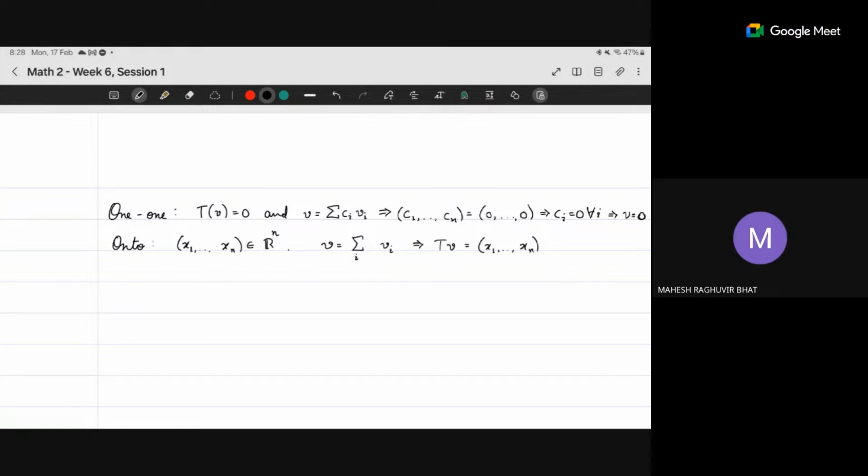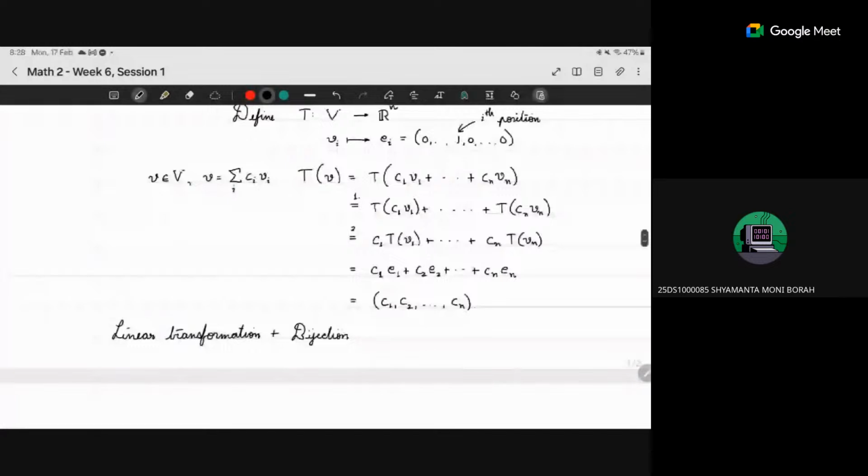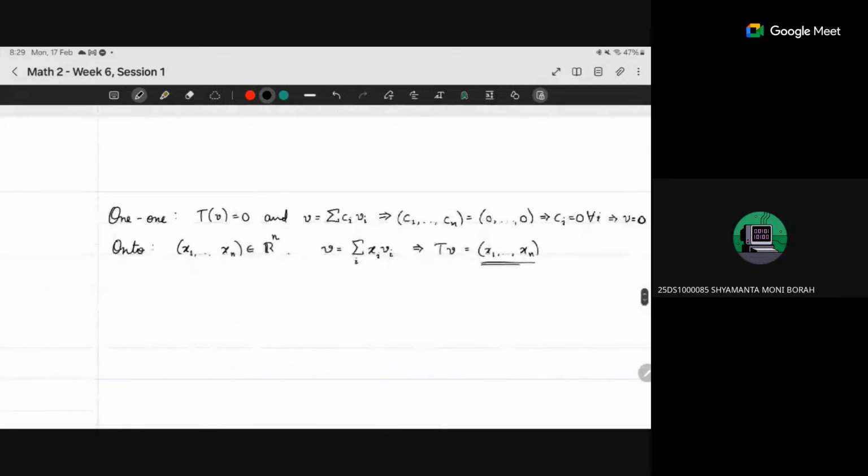In general, any element of the domain is some linear combination of Vi. So it is some Ci Vi. But if I want the image to be Xi, this is actually Xi, right? So you see that the image of any vector V is actually its coefficients, right? So if I have a Ci over here, I'll get the coefficient vector C1, C2, Cn. So if I want x1, x2, xn to be the answer, then the coefficients have to be Xi, right?